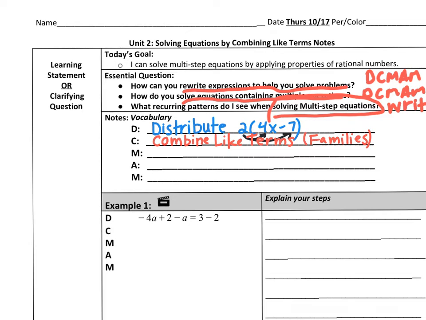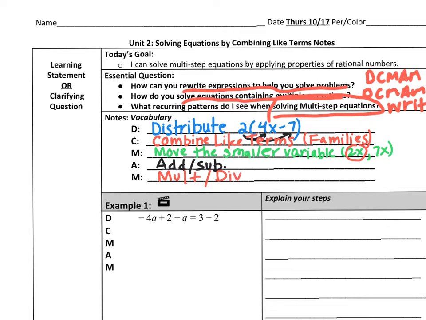Next, M means move the smaller variable. So for instance, let's write that down, move smaller variable. If you have something like maybe 2x and 7x, the smaller variable would be the 2x. So this is the one you would move. And obviously we all know what A stands for. That is add or subtract. And then the last one is multiply or divide.